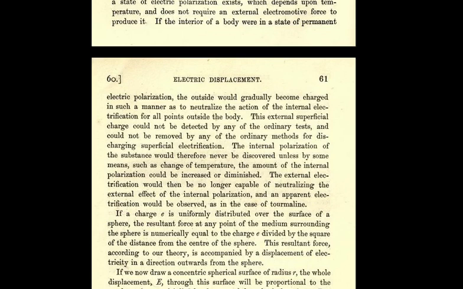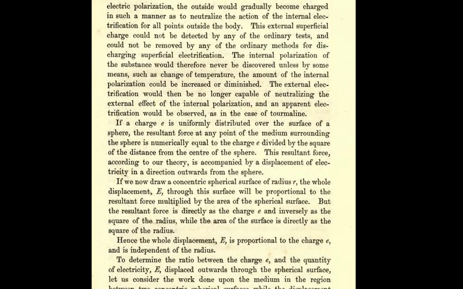This external superficial charge could not be detected by any of the ordinary tests and could not be removed by any of the ordinary methods for discharging superficial electrification. The internal polarization of the substance would therefore never be discovered unless by some means, such as change of temperature, the amount of the internal polarization could be increased or diminished. The external electrification would then be no longer capable of neutralizing the external effect of the internal polarization, and an apparent electrification would be observed, as in the case of tourmaline.